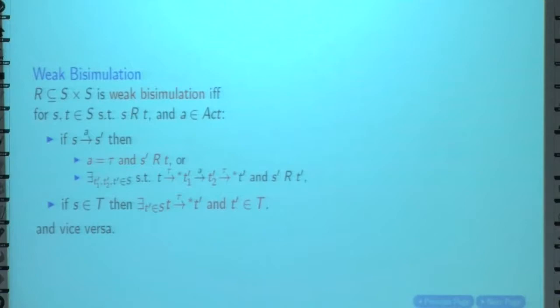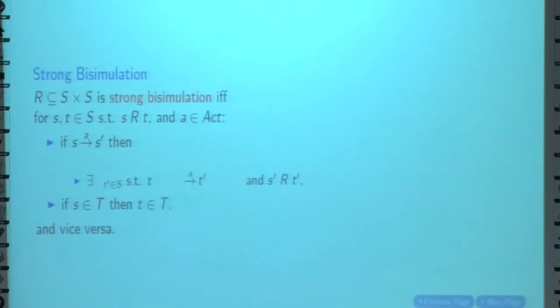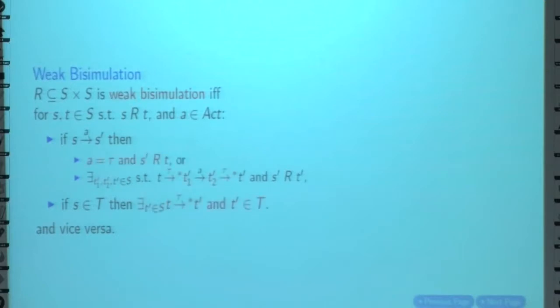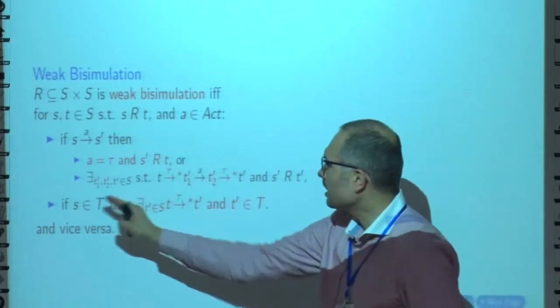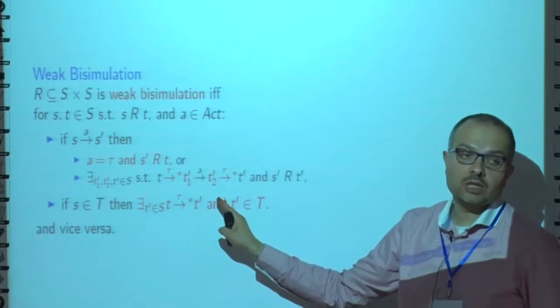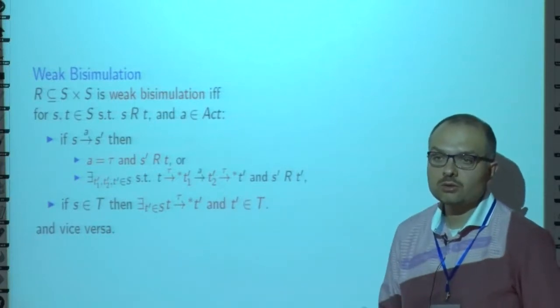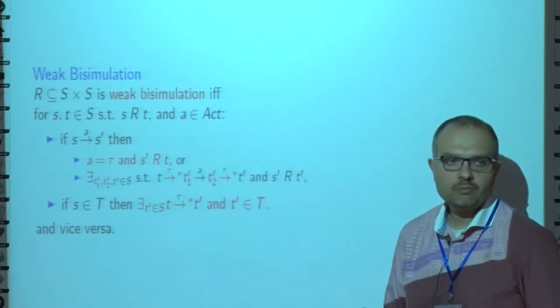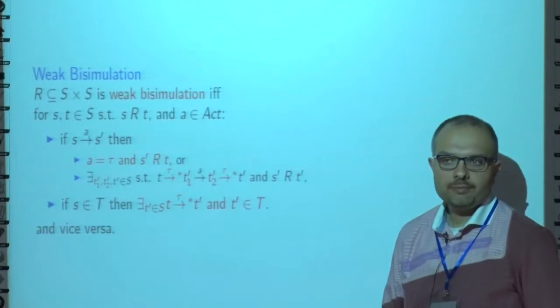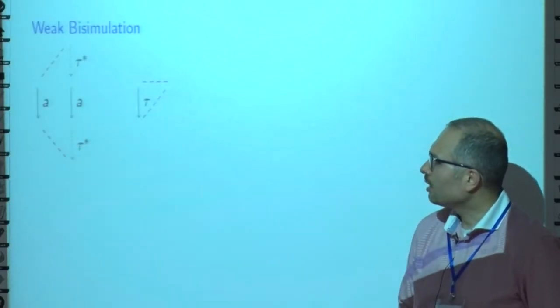And there is a slight modification for termination, which I've omitted, but that's not very important. Oh yeah, no, it's here. I haven't omitted it. If s terminates, then t can do 0 or more tau transitions leading to termination. That's also the slight modification. Is this clear?